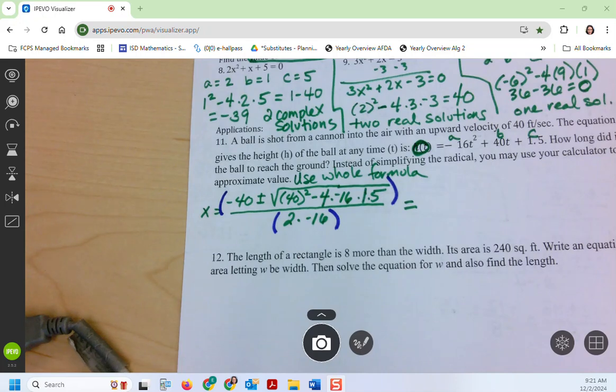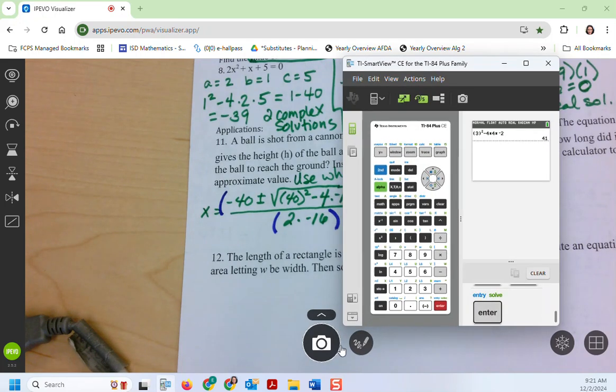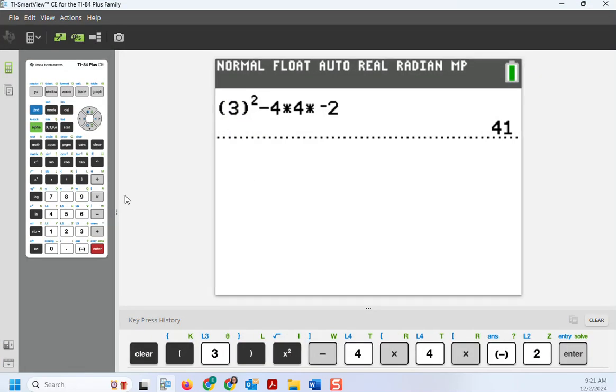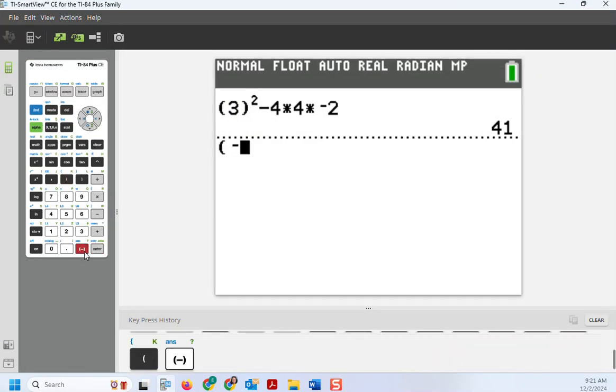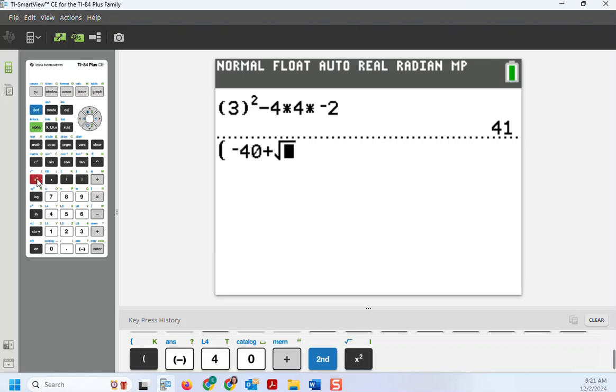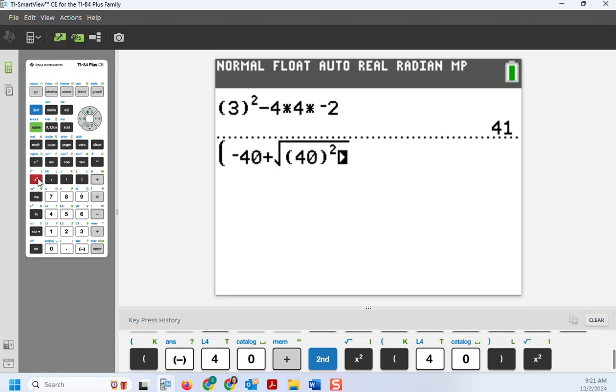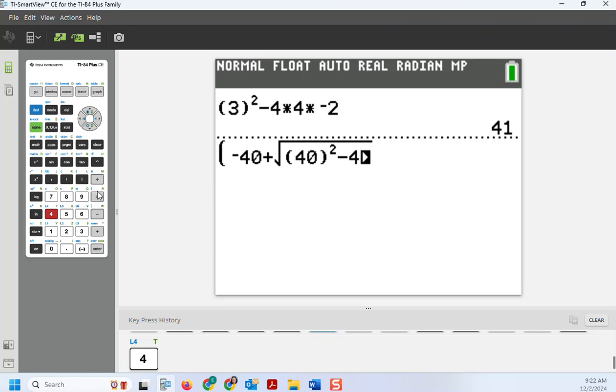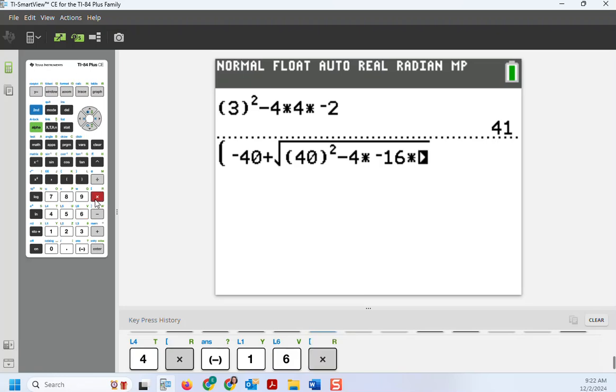All right, let me pull the calculator back up. I'm going to make it large. Okay, I need parentheses and then negative 40. I'm going to do the plus first, and then I need square root. So that's second x squared gets you the square root. In parentheses, I'm going to do 40 squared minus 4 times negative 16 times 1.5. Now I need to get out of the square root, so use the right button to get out of the square root and then close your parentheses.